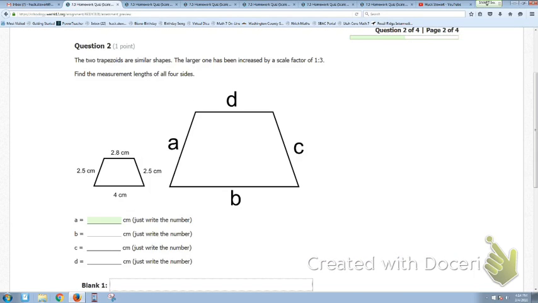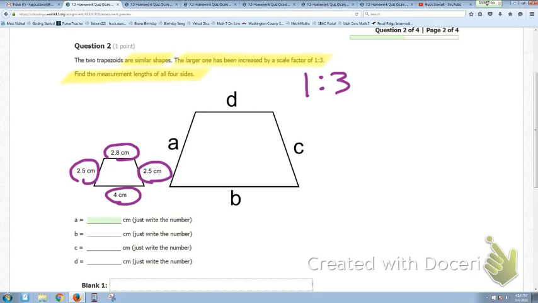Okay, alright, so this is a trapezoid, and the trapezoids are similar shapes. So the larger one has been increased by a scale factor of 1 to 3, so the ratio 1 to 3, that's important. The question reads, find the missing lengths of all 4 sides. Well, you're given the 4 lengths of the trapezoid underneath. Each one was increased by a factor of 1 to 3.